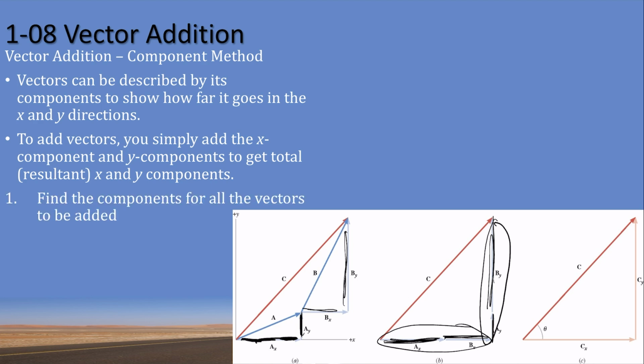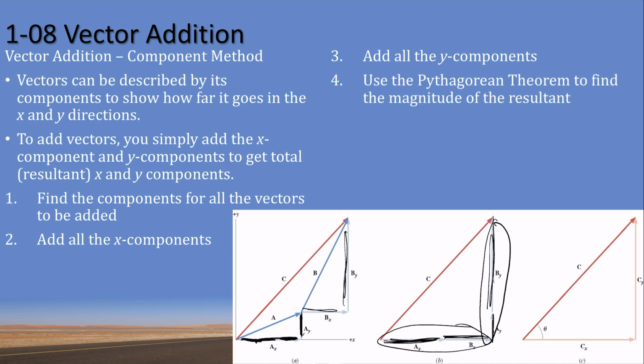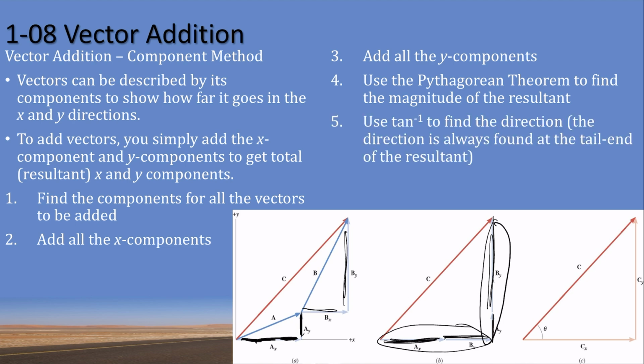So you need to find all the components for all the vectors, add all the x components, add all the y components, use the Pythagorean theorem to find the magnitude of the resultant, use inverse tangent to find the direction, and the direction is always found at the tail end of the resultant.